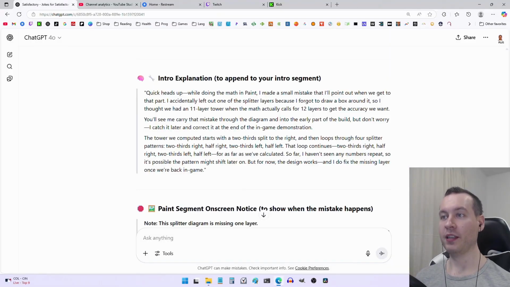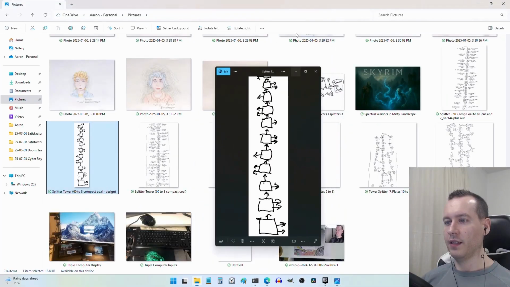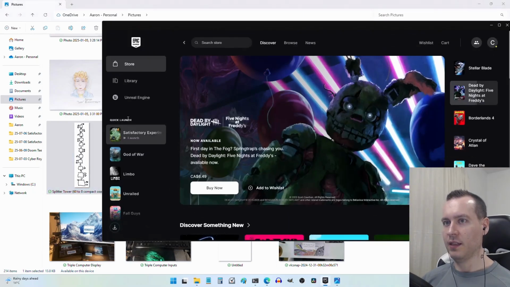The tower we computed starts with 2/3 split to the right and then loops through 4 splitter patterns: 2/3 to the right, half to the right, 2/3 to the left, half to the left. That loop continues for as far as we've calculated. So far I haven't seen any numbers repeat, so it's possible the pattern might shift later on. But for now, the design works, and I do fix the missing layer once we're back in game. Okay, something like that. Now let's open up the game and get going.